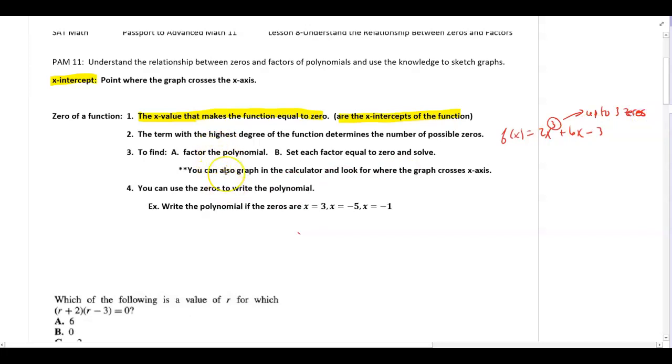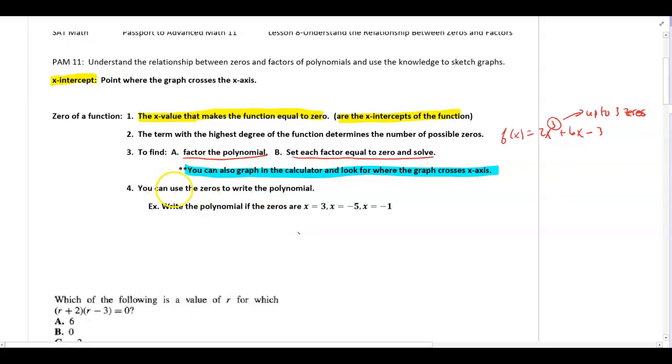Now to find them, we can factor the polynomial and then set each factor equal to 0 and solve that equation, just like solving a quadratic by factoring. Now remember, you can always just graph it on your calculator and then look for where the graph crosses the x-axis. That's just another way.